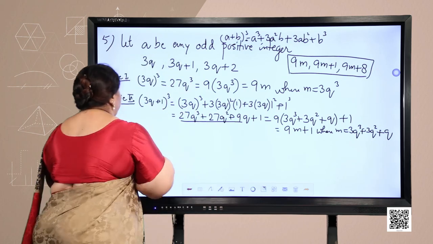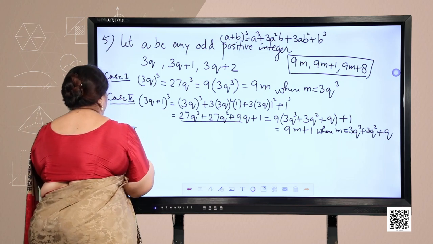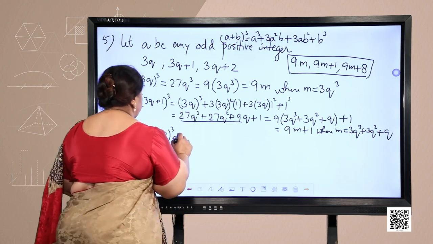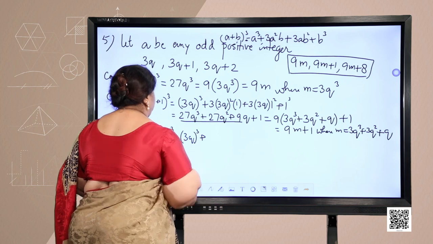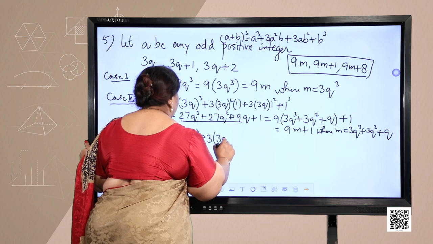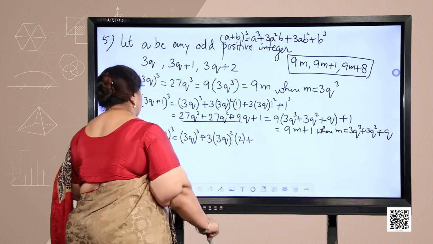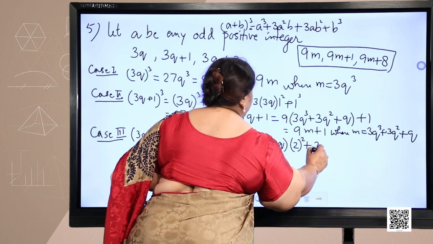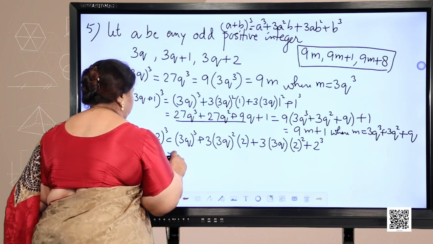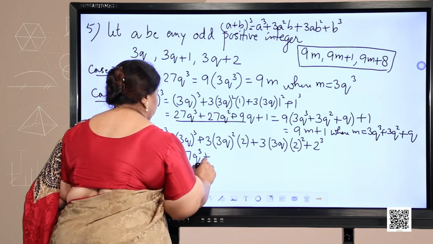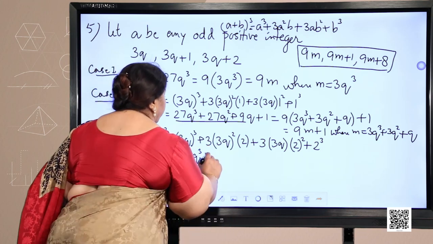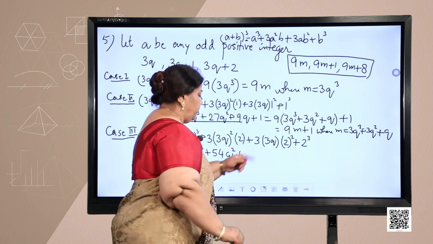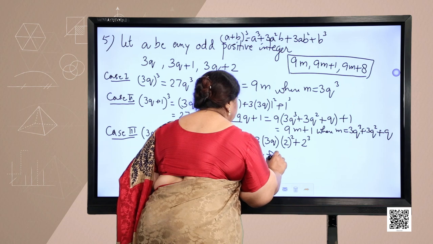Now let us look into the third case. We have 3q plus 2 whole cube. Again, using the same identity, we have a cube, that is 3q cube plus 3 into 3q whole square into 2 plus 3 into 3q into 2 square plus 2 cube. That gives me 27q cube plus 3 nines are 27, 27 twos are 54, q square plus 4 threes are 12, 3 twelves are 36, q plus 8.